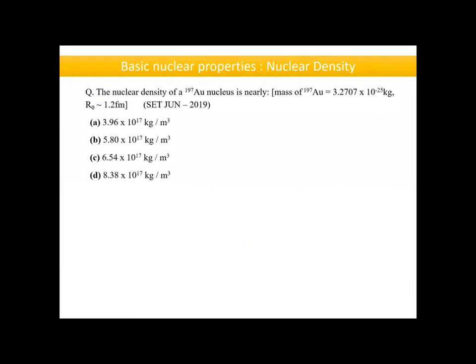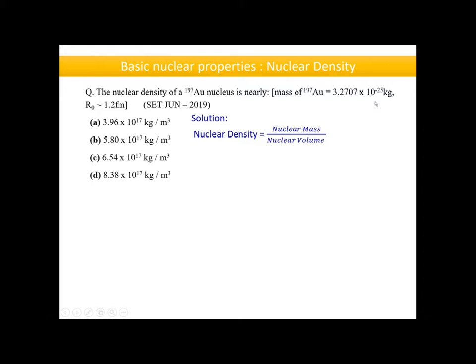Okay, so the next property is the nuclear density. In the CSIR NET exam, it was asked to calculate the nuclear density of 197 gold, where the mass of the gold is given to be 3.2707 into 10 raised to minus 25 kg and R naught as 1.2 Fermi.